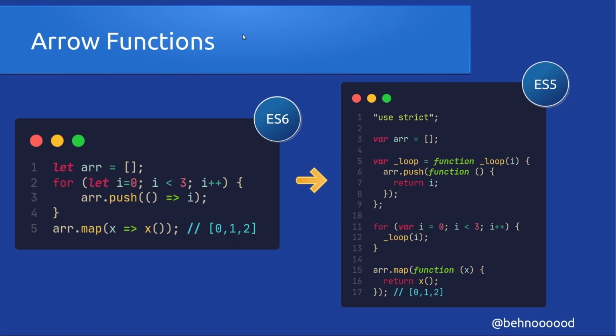You remember this example from the previous session. If you want to know what really happened in this example, you should take a look at the old version or the ES5 version of this code. As you can see, the code on the right does the same thing as the code on the left, but it seems pretty messy.